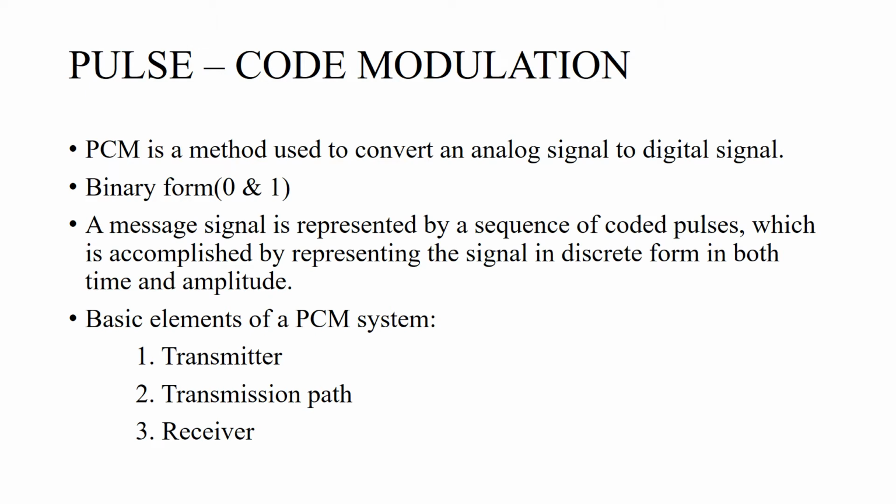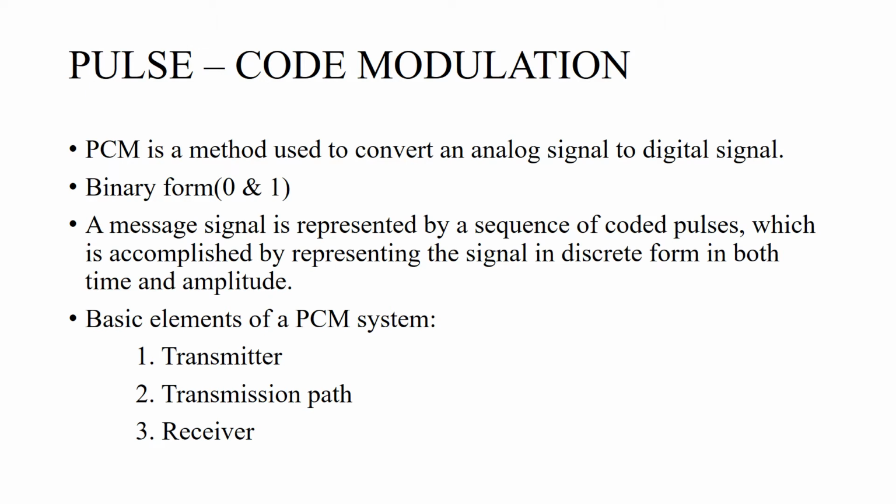PCM is used to digitally represent a sampled analog signal. So we can say PCM is a method used to convert an analog signal to a digital signal, and here we use only binary forms, which means it has only two possible states, high and low, or 1 and 0. In PCM, a message signal is represented by a sequence of coded pulses, which is accomplished by representing the signal in discrete form in both time and amplitude.